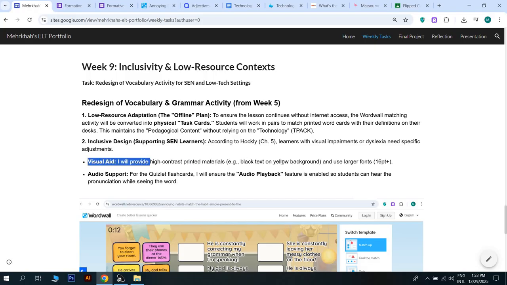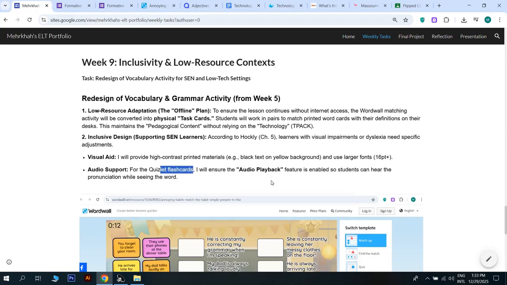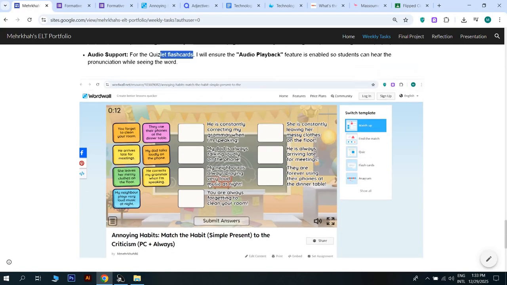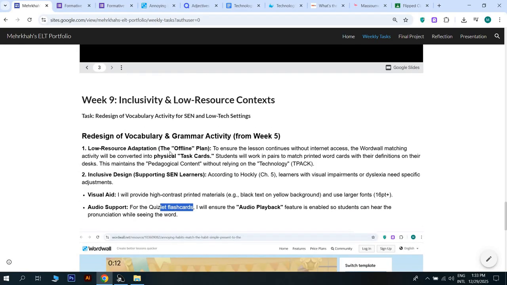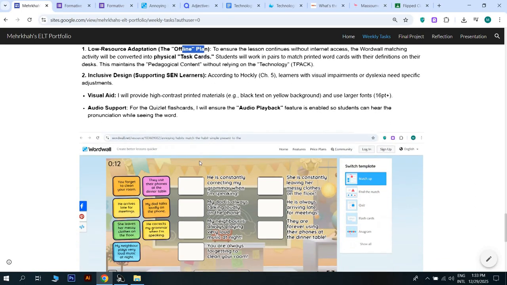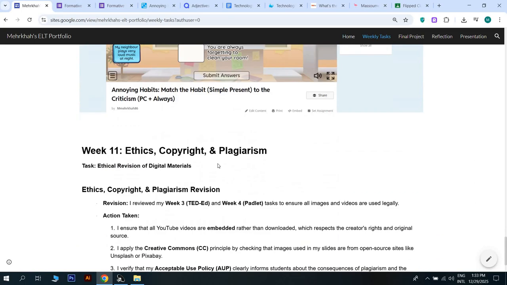For visual aid, we could provide, for example, black text on yellow backgrounds or large fonts. And for audio support, Quizlet flashcards have audio playback. The reason I put a picture of a board here is that when the online platform is not working, we could go offline and use physical cards instead of these digital cards.